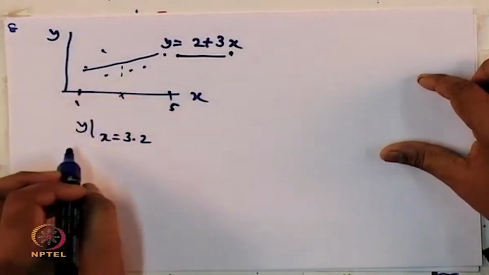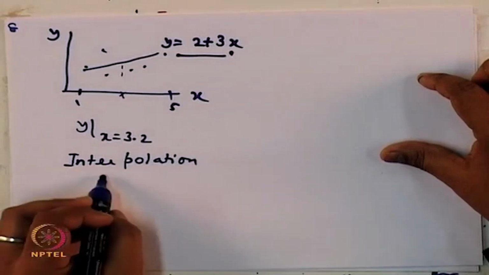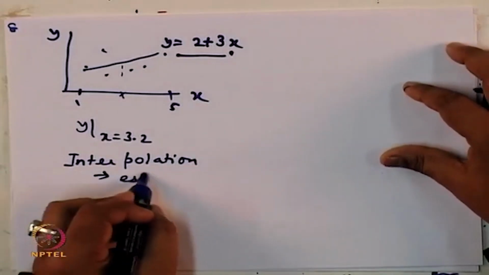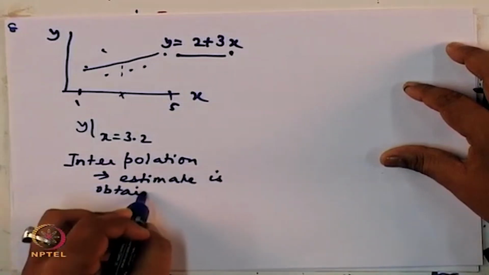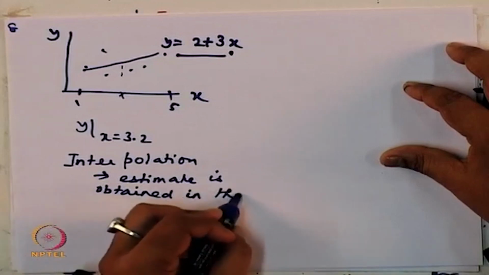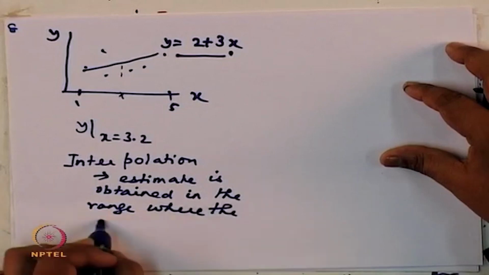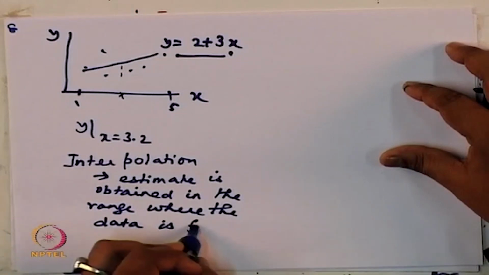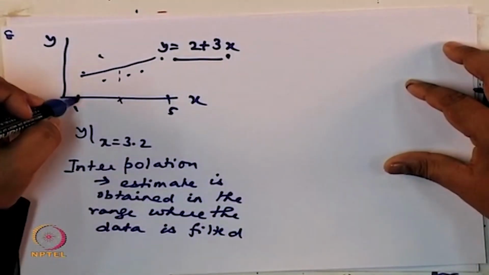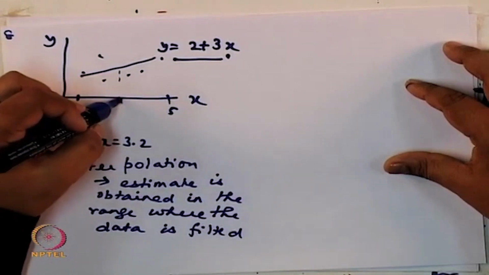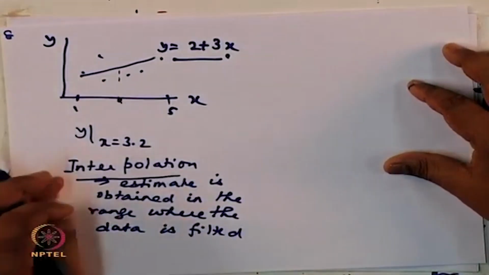So, what I do is I simply plug in the value of x and get the corresponding value of y. This is called interpolation. Okay. Interpolation means that the estimate is obtained in the range where the data is fitted. Because the range over which I was fitting my curve was between 1 and 5, when I put in x equal to 3.2, it falls within this range. So, this process is called interpolation.